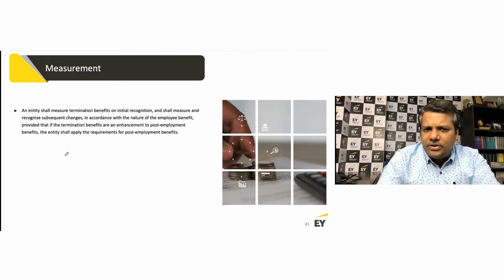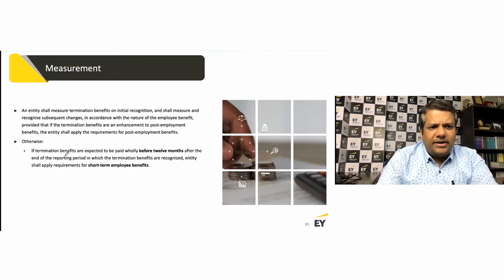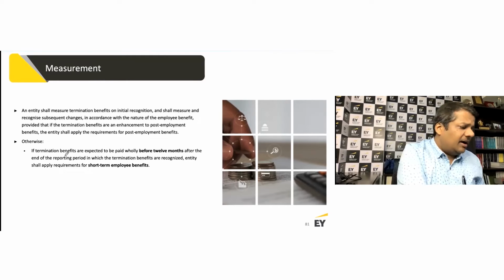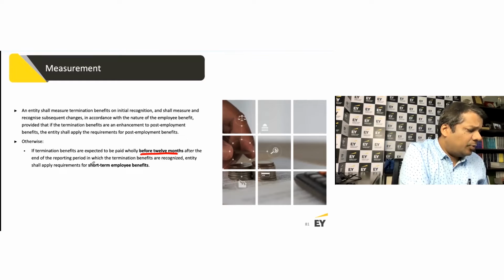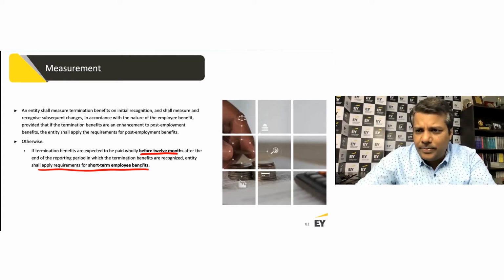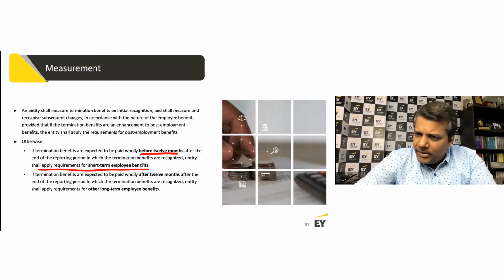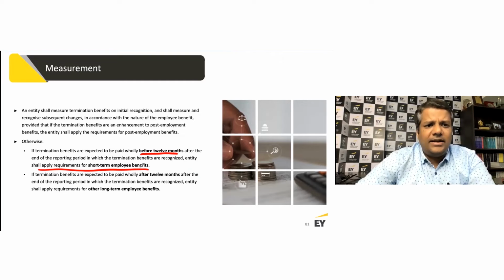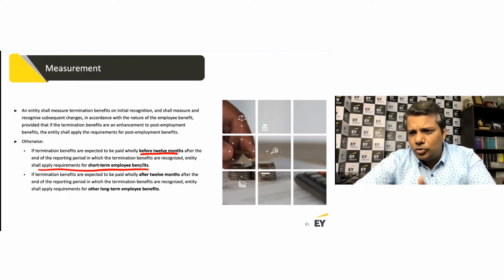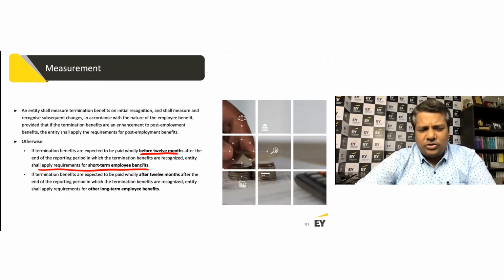If there is an enhancement to post-employment benefit, the entity shall apply the requirement for post-employment benefit as well. Otherwise, it gets recorded. If I expect it to be paid wholly before 12 months after the end of the reporting period, the entity shall apply the requirement for short-term employee benefit. That means no discounting is required. Now, if they're expected to be paid wholly after 12 months, then you need to apply the requirement of other long-term employee benefit. That means I need to do a discounting as well. So we're going to deal with this now with the help of an example.